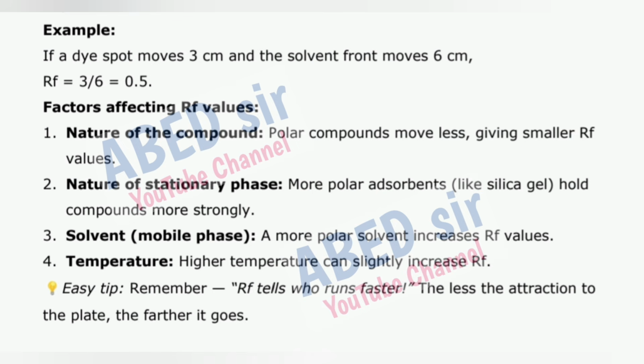Factors affecting RF values. Nature of the compound: polar compounds move less, giving smaller RF values. Nature of stationary phase: more polar adsorbents, like silica gel, hold compounds more strongly. Solvent, the mobile phase: a more polar solvent increases RF values. Temperature: higher temperature can slightly increase RF. Easy tip: remember, RF tells who runs faster. The less the attraction to the plate, the farther it goes.